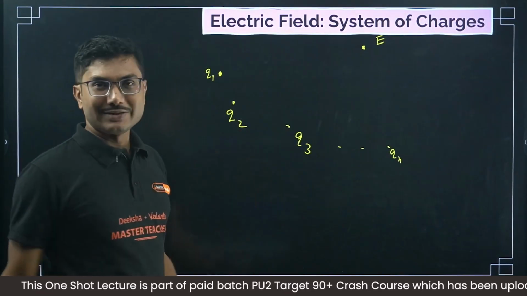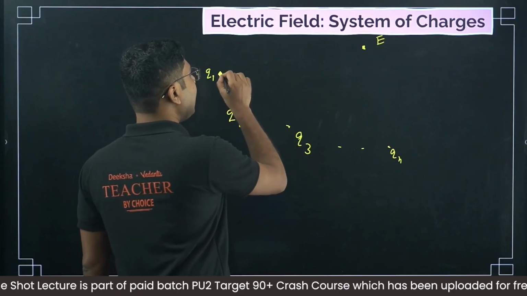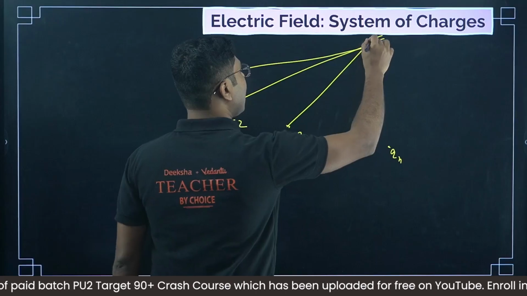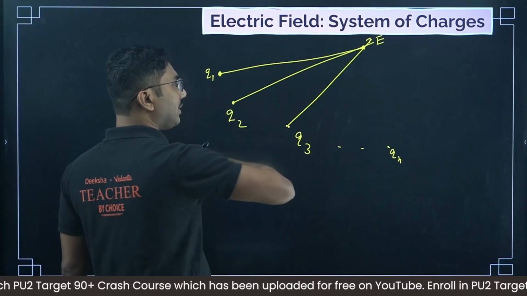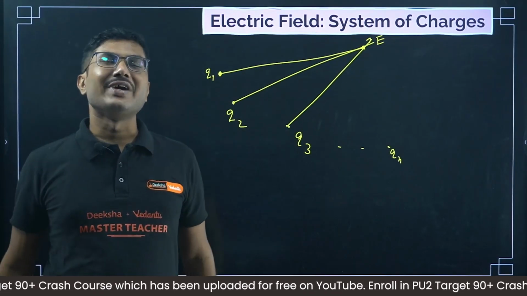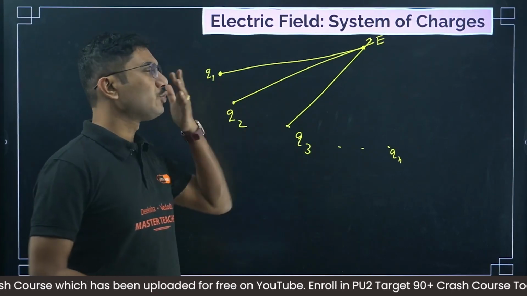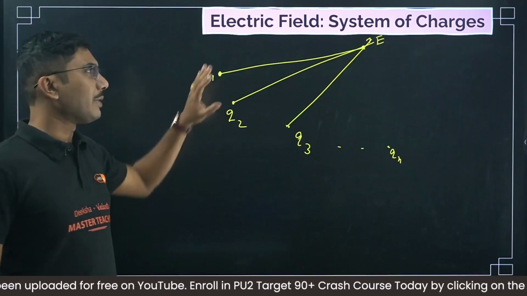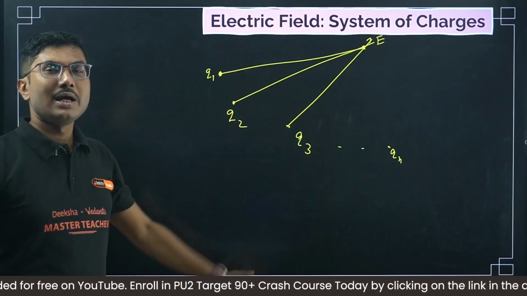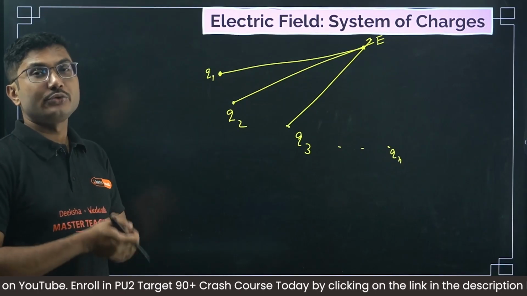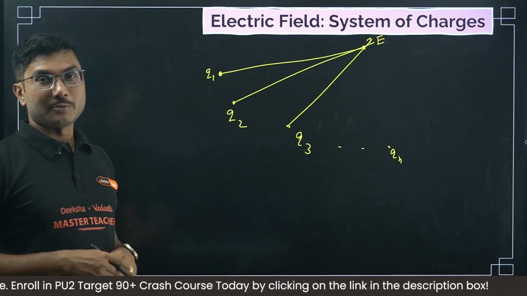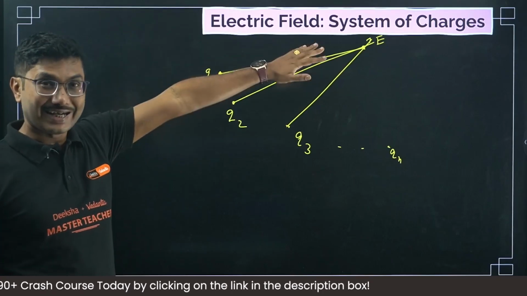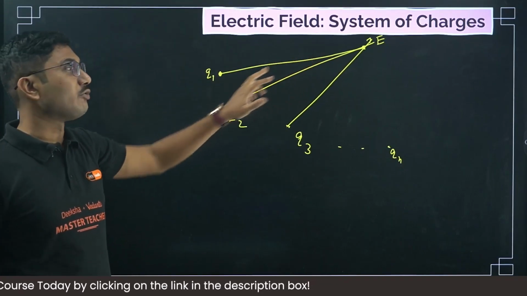The method is very simple. You have to find the individual electric field due to each of the charges. If they are positive, the field will be outward; if they are negative, it will be inward. Then you do a vector addition. That is the superposition principle. Mathematically it may not be important, but short questions might ask that the method to find the electric field due to a system of charges is the superposition principle, and it is a vector addition, not a scalar addition.